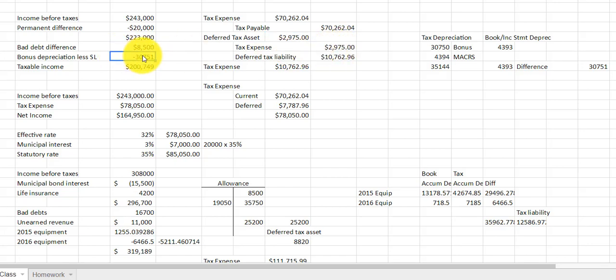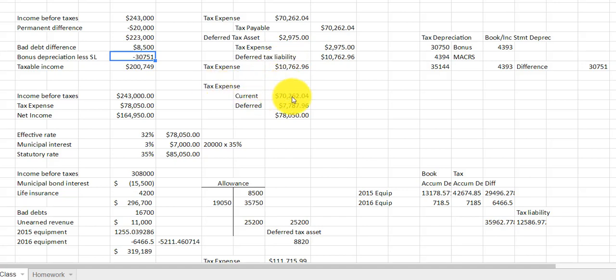Looking at the depreciation, we're going to do the same thing, multiply it by the tax rate, but in this case we have a future taxable amount because you will not be able to deduct that bonus in the future, so you're going to have to pay more taxes later. So your deferred tax liability will be $10,763 or so, and debit tax expense for that same amount. So any change to the deferred tax liability is a change to tax expense.